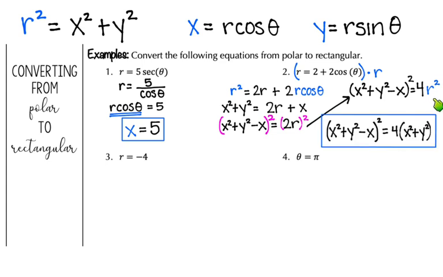I exchanged the r squared with x squared plus y squared. We don't need to simplify this any more than this. It's perfectly fine to leave it like this. So there's no more r's. There's no more thetas. Everything's fine.